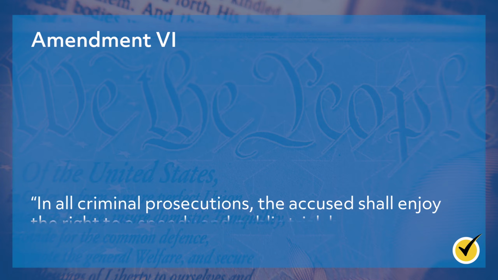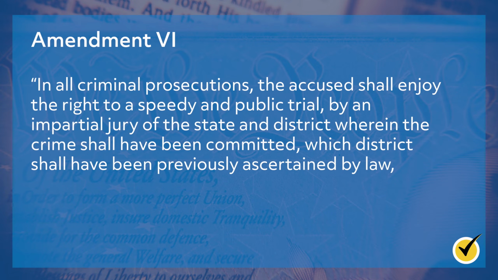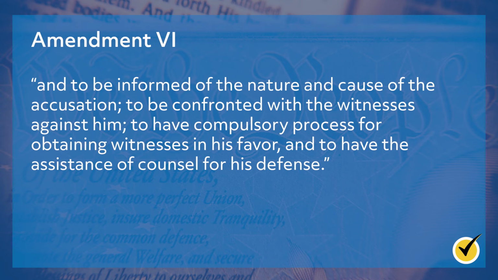Amendment 6. In all criminal prosecutions, the accused shall enjoy the right to a speedy and public trial by an impartial jury of the state and district wherein the crime shall have been committed, which district shall have been previously ascertained by law, and to be informed of the nature and cause of the accusation, to be confronted with the witnesses against him, to have compulsory process for obtaining witnesses in his favor, and to have the assistance of counsel for his defense.